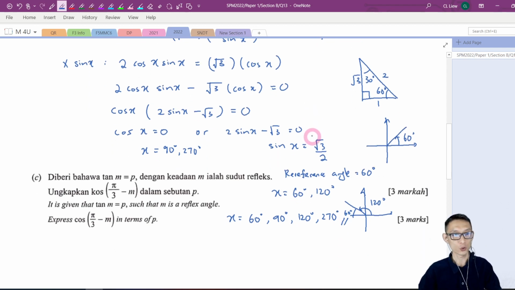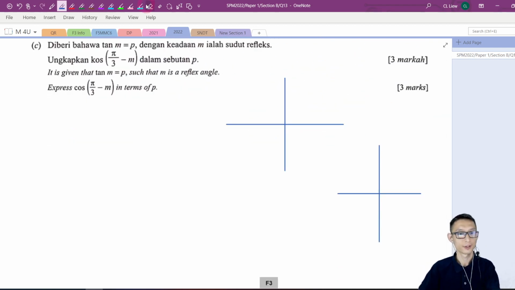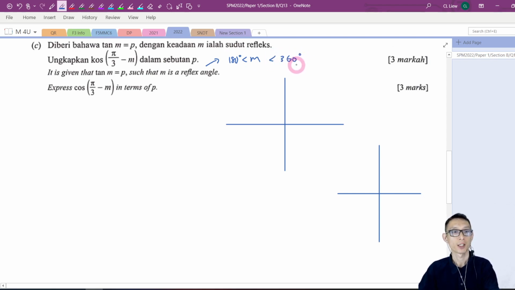Now let's go to the last part, part C. It is given that tangent M is equal to P such that M is a reflex angle. So reflex angle means that M is greater than 180 degrees, less than 360 degrees. Okay, we want to express this one in terms of P. The P actually can be positive or negative, right?